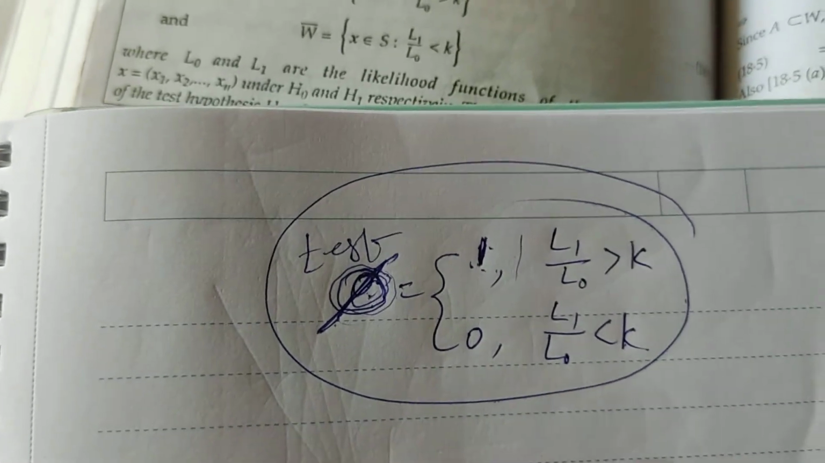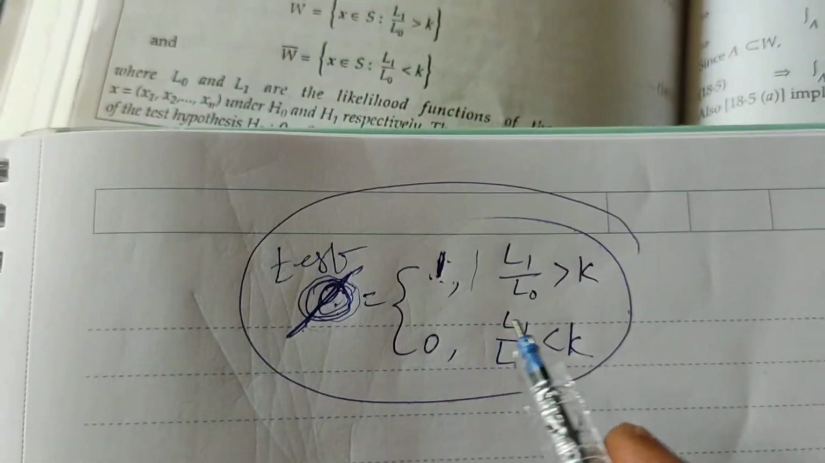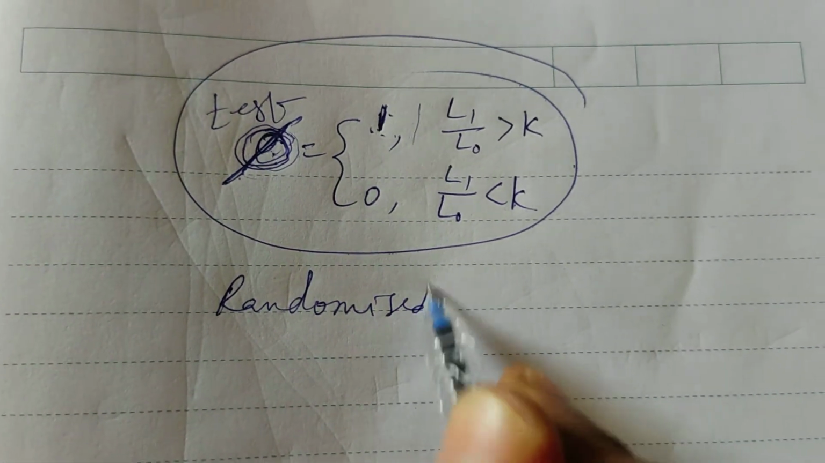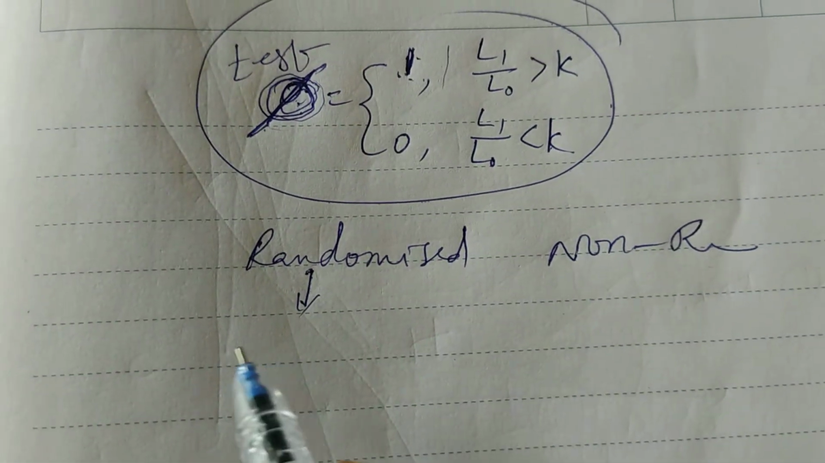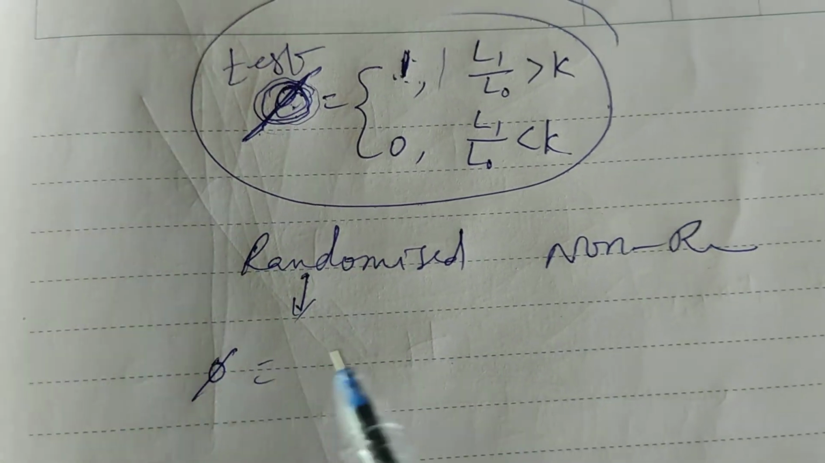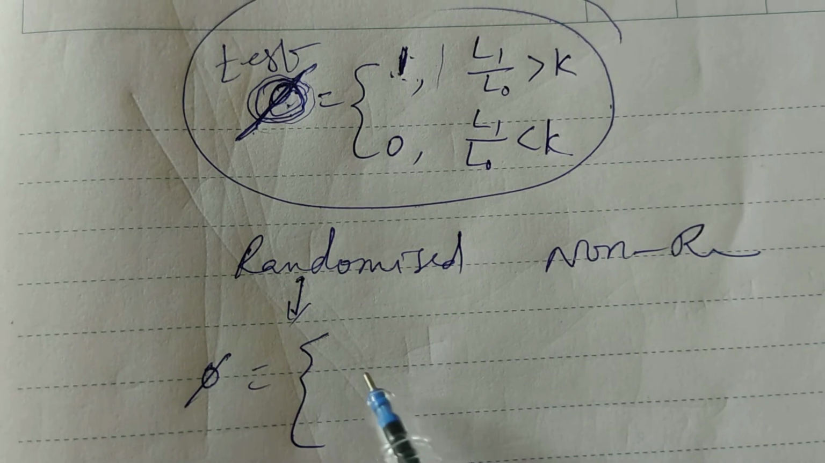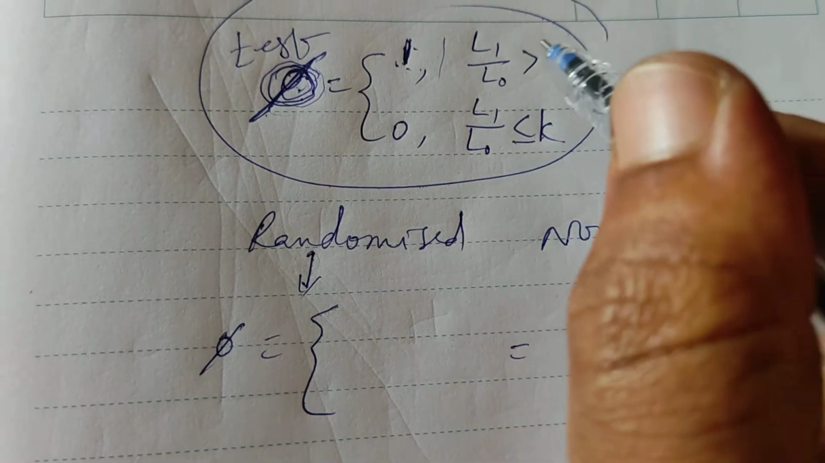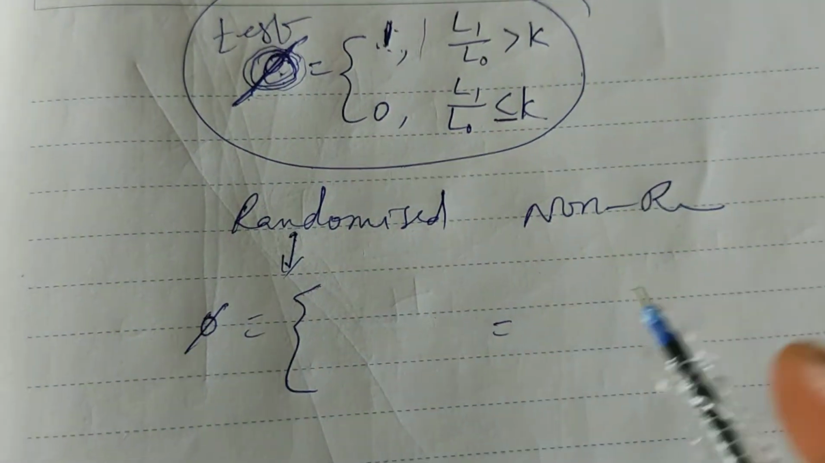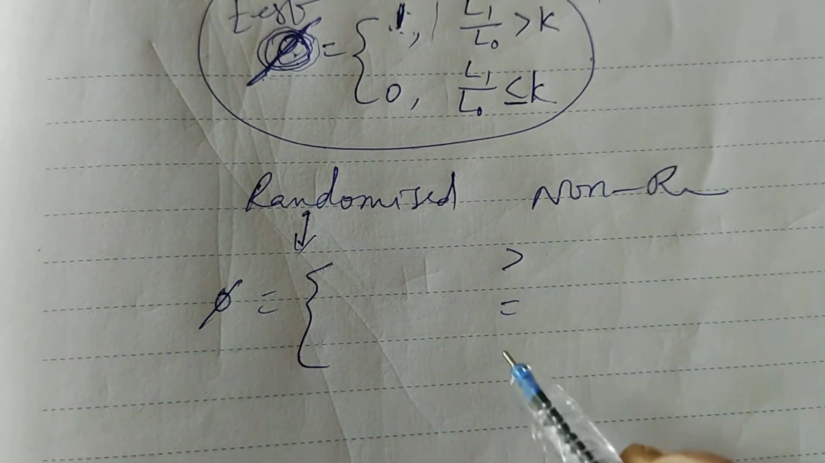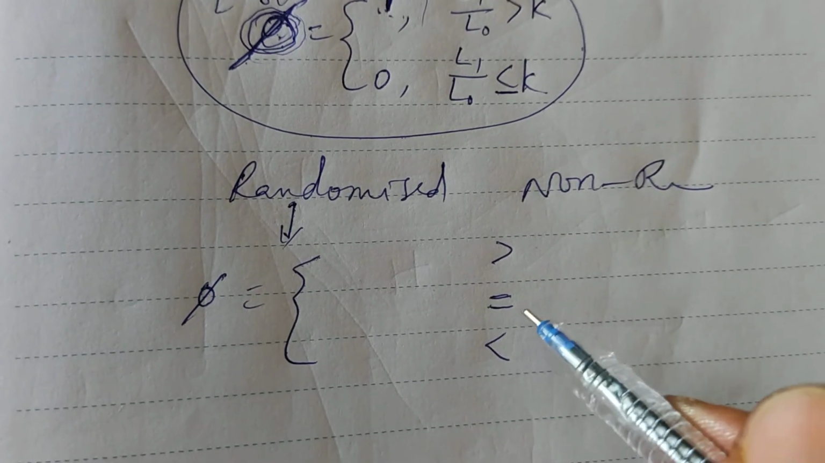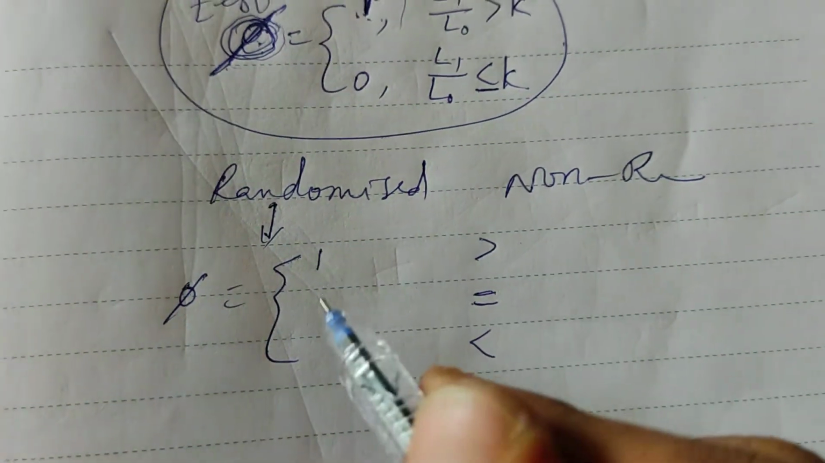For your understanding purpose I am telling this. This test is of two types: randomized test and non-randomized test. What is a randomized test? If you represent phi with an equal condition, here there is no equality, right? You can include that equality here or here. Mostly here the equality will come. So the equal condition will be there, the greater than condition, and the less than condition. Separately all the things will come: the greater than case, the equality case, and the less than case.